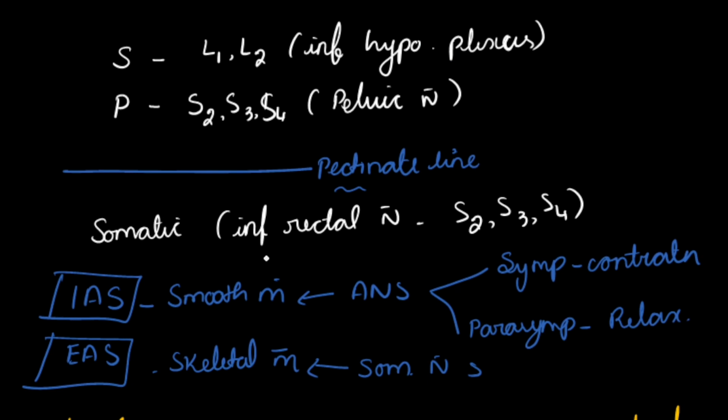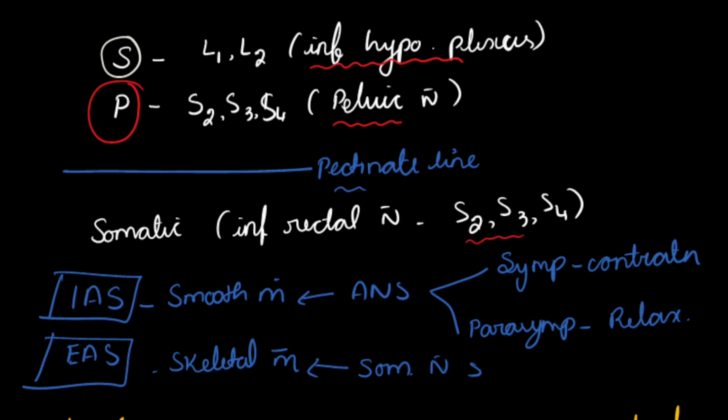And now regarding the nerve supply in particular, above the pectinate line, the sympathetic activity is through L2 and L3 through the inferior hypogastric plexus, and the parasympathetic activity is through S2, S3 and S4 through the pelvic nerve. And below the pectinate line, it is supplied by the somatic nerves arising from the inferior rectal nerve through S2, S3 and S4.